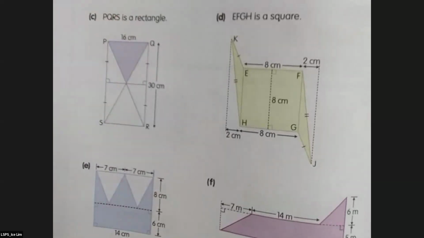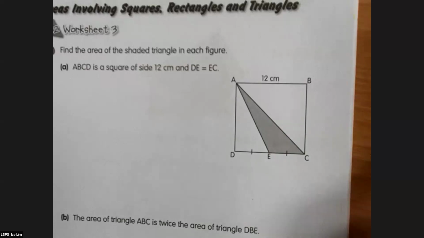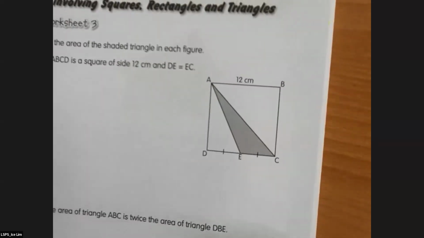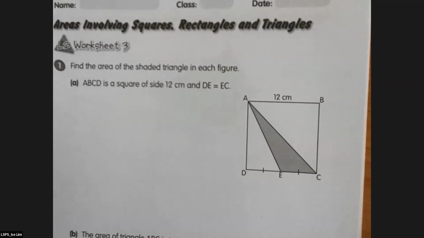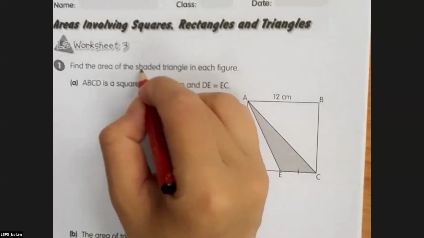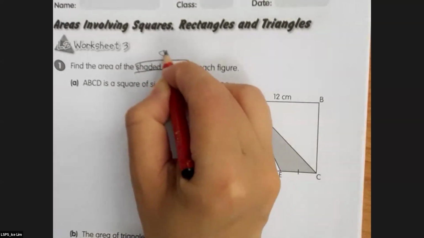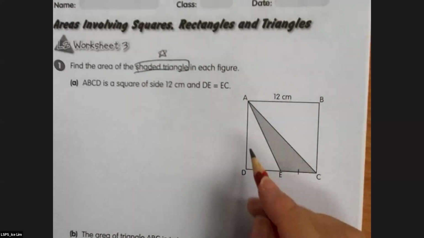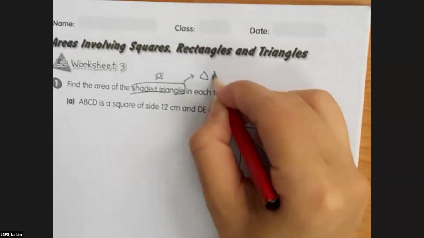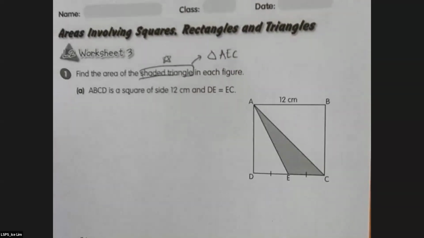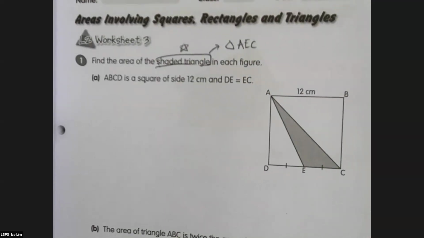Now, there are lots of questions for you for revision. I'm going through the simpler ones in the workbook, starting with this one here. If you look at this, you can already see there are possibly two methods of solving. The first keyword is find the area of the shaded triangle. It's asking you to find the shaded triangle, that is triangle AEC. Now, there are already two methods.